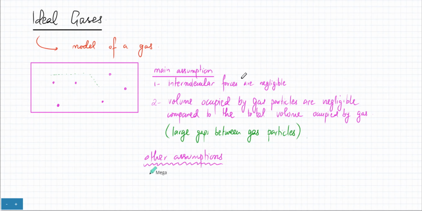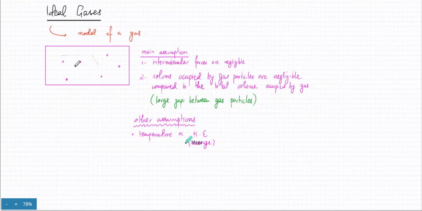The other assumptions are that the temperature of a gas is proportional to the kinetic energy of the particles. So when you measure the temperature of a gas, you're basically measuring the average kinetic energy, because not all gas particles are going to have exactly the same energy. They're all bumping with each other and with the walls of the container. So some would have more energy, some would have less energy. The second point is that all collisions are elastic, and particles behave as rigid spheres.